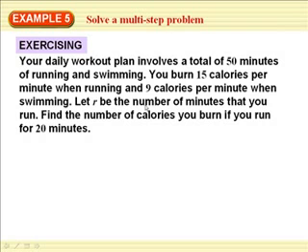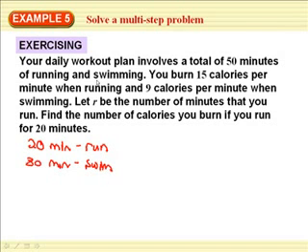So let R be the number of minutes you run. Find the number of calories you burn if you run for 20 minutes. So we run for 20 minutes. I'm writing down what I know. 20 minutes you run, and for another 30 minutes you swim, because we know you run for a total of 50 minutes, right? 15 calories per minute running, so 15 times 20, right?